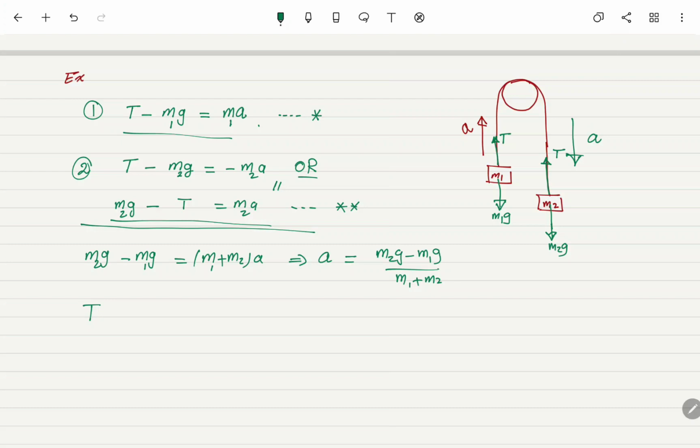So when we substitute this acceleration in the first equation, you will get tension equal to m1 times a, and we just calculated this one, it's (m2g minus m1g) divided by (m1 plus m2). This is the acceleration, plus m1g, and this is the tension on the rope. Let's simplify the tension here. Tension equal to m1 m2 g divided by m1 plus m2.